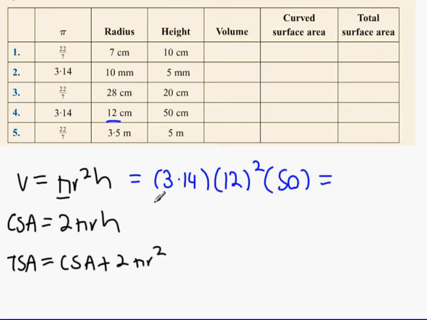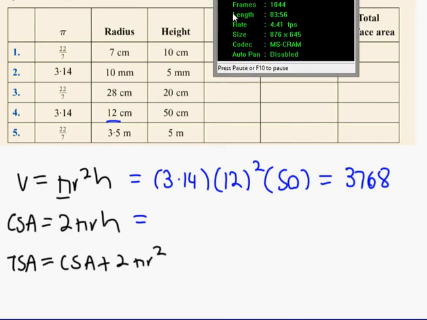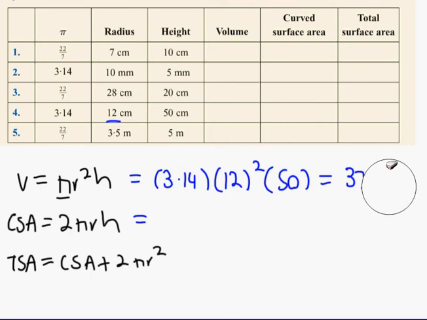What does it equal? Anybody get the answer? I got 22,680. 22,680 is perfect. It's in centimeters cubed. Okay, next one. 2 pi r h, yeah?